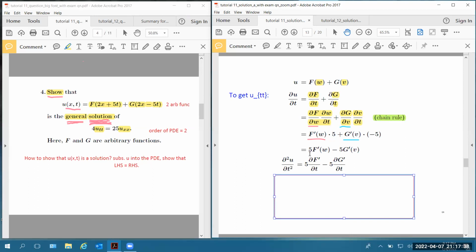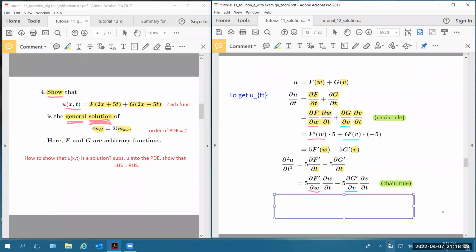So now I have 5 del F prime del T, del G prime del T. All right. And then the same problem again. What I mean is that the same problem, meaning that your F prime is a function of W, but you are differentiating with respect to T. Okay, so similarly, your G prime is a function of V, right? But you are differentiating with respect to T.